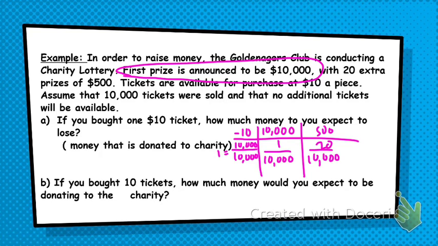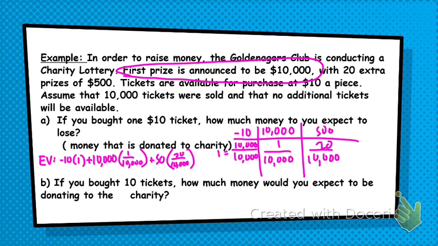So we end up getting something like this that we're going to use, and now we can set this up as an expected value. My expected value would be negative 10 times the probability of that, which would be 1, plus 10,000 times the probability of winning that. 1 out of 10,000 will get that, plus 500 times the probability of being one of those. So 20 out of 10,000 will get $500.